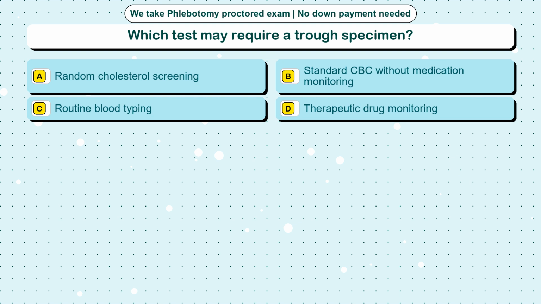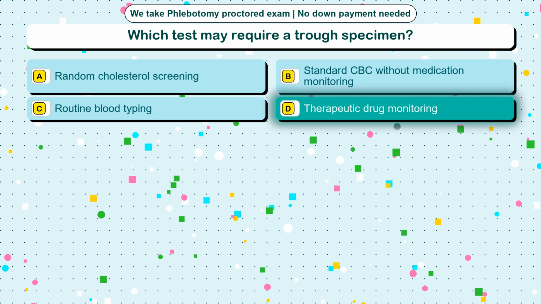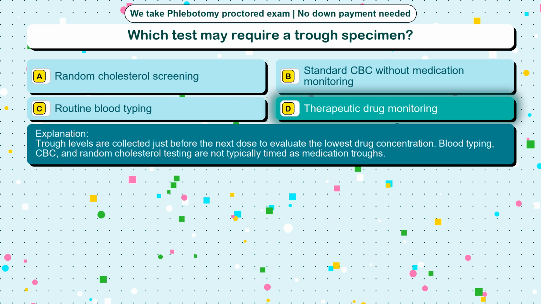Option A. Random cholesterol screening. Option B. Standard CBC without medication monitoring. Option C. Routine blood typing. Option D. Therapeutic drug monitoring. The correct answer is option D. Therapeutic drug monitoring. Trough levels are collected just before the next dose to evaluate the lowest drug concentration. Blood typing, CBC, and random cholesterol testing are not typically timed as medication troughs.